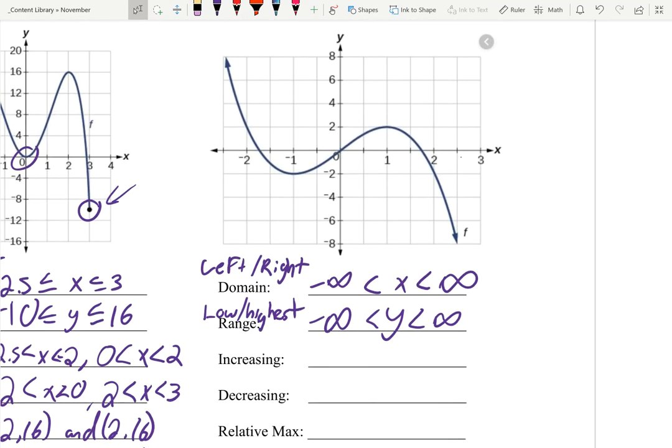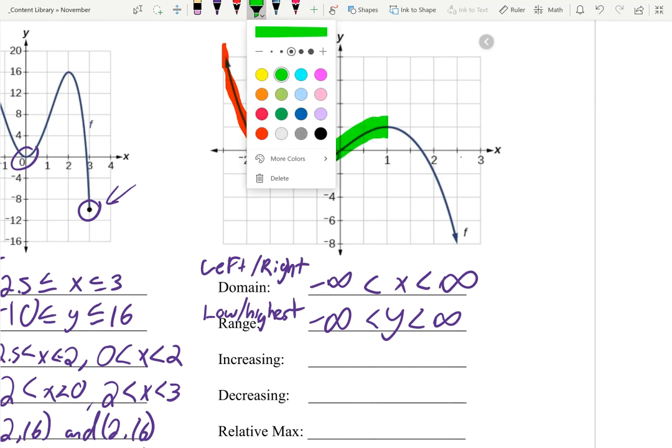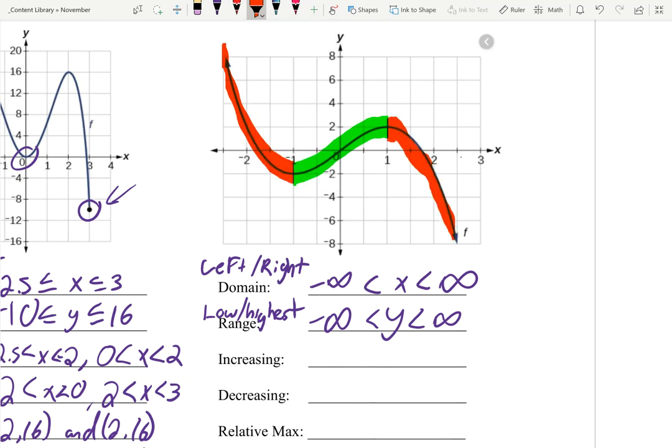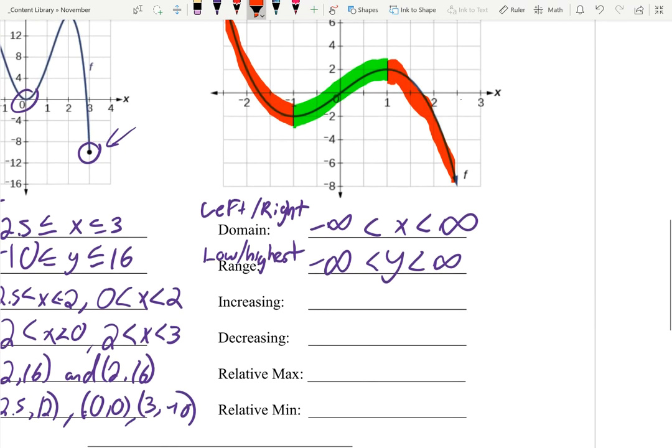All right, so increasing and decreasing. Remember, start from the left side of your graph, right? Trace the function and tell me when you're going up and when you're going down. So at first, from left to right, we're going down till about there. And then we make a shift and we start going up. We start going up until there. From that point, we go down again, right? We're going down again. So there's your increasing and decreasing interval. So the red's decreasing, the green is increasing.